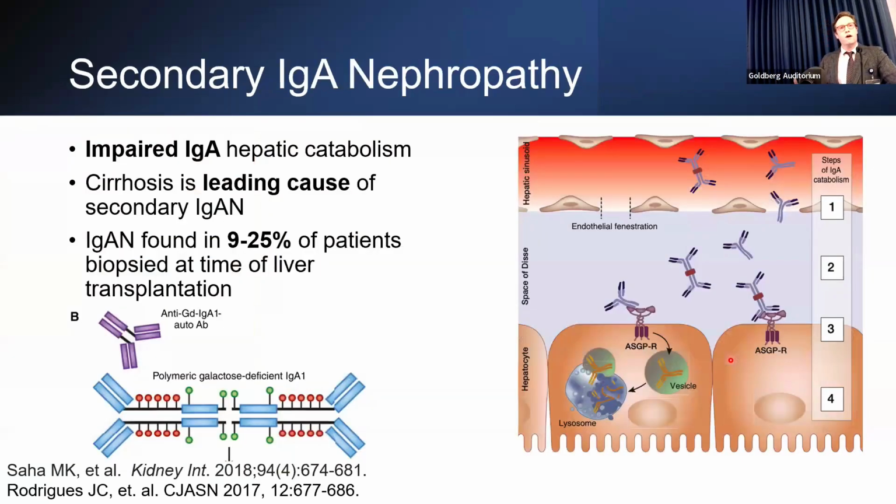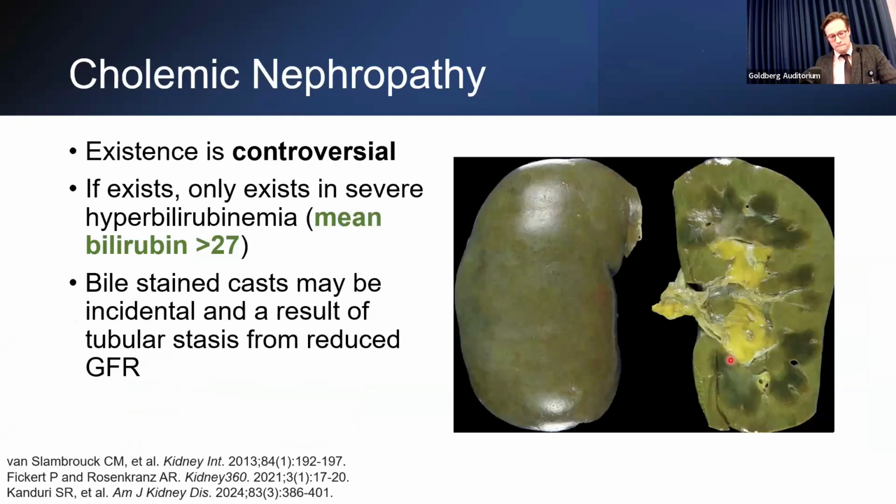And secondary IgA nephropathy. If you go back to the wards and look at your patients who have cirrhosis, I bet a lot of them will have microscopic hematuria. The presence of secondary IgA nephropathy is rather common in cirrhosis. That is thought to be not due to abnormalities of Peyer's patches making galactose-deficient IgA, but rather impairment of the clearance of IgA that is normally done in the enterohepatic circulation.